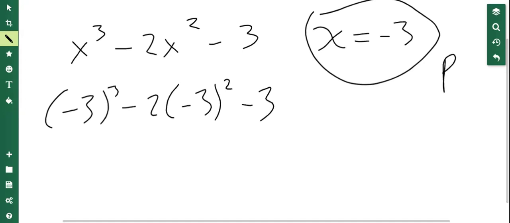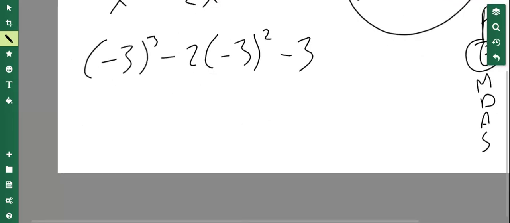So PEMDAS tells me parentheses first, exponents, multiplication, division, addition, and subtraction. Parentheses, there really aren't any parentheses, but there are exponents, right? It's negative 3 to the power of 2 and negative 3 to the power of 3. So let's not forget that this means negative 3 times negative 3 times negative 3, right? That's what it means. We're going to multiply negative 3 by itself 3 times. And what is that? What is negative 3 times negative 3?